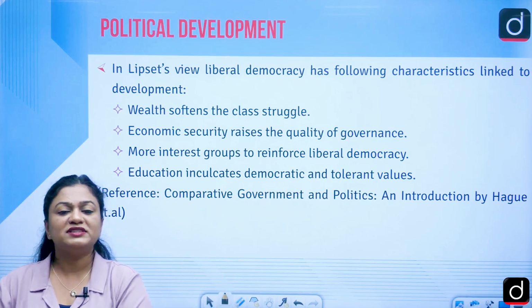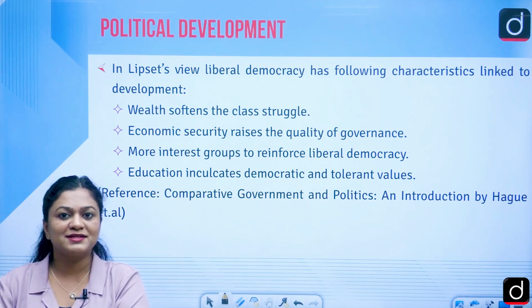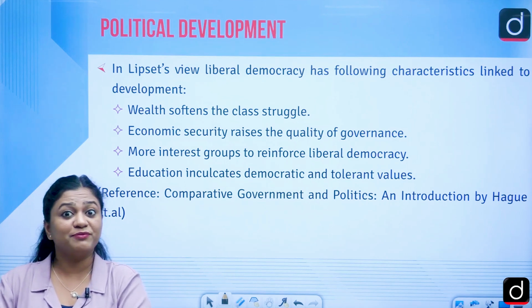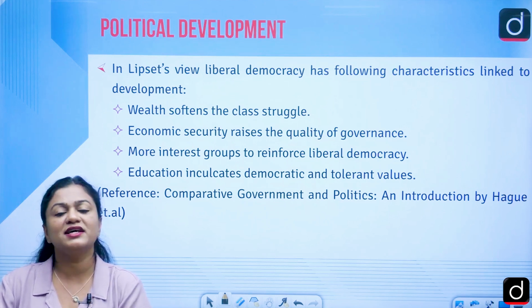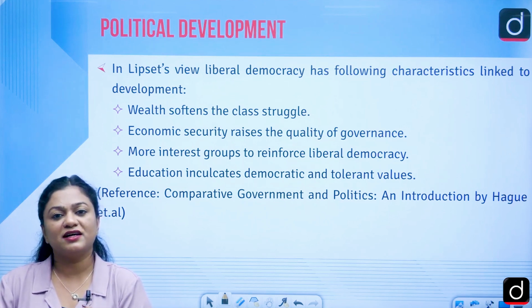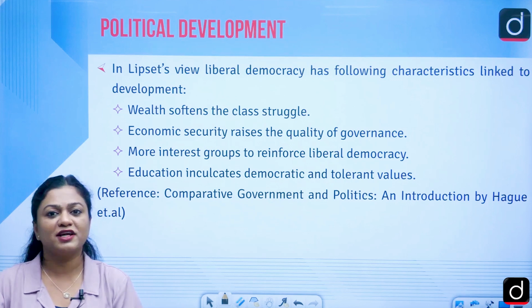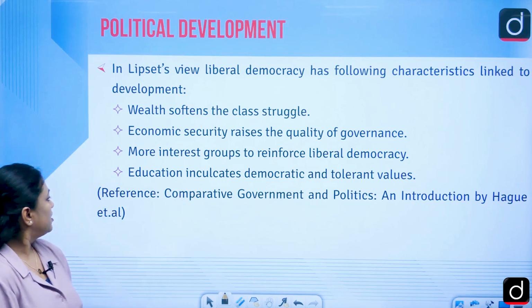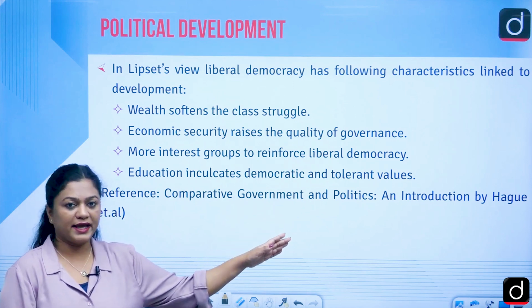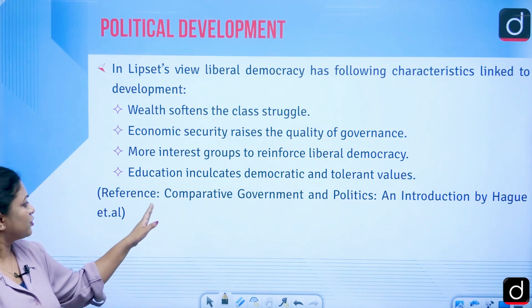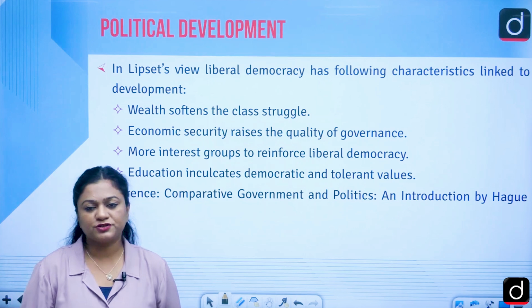Why? Because education helps in understanding what is wrong and what is right. So it brings the idea that it brings more tolerance in society. It makes the political community more democratic. And I have taken these ideas from a book by Haig. The title of this book is Comparative Government and Politics, an Introduction.